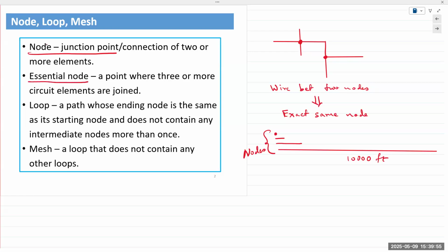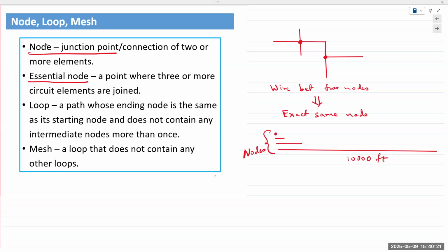It's a subset of a node. If there are 3 or more components connected to a node, we refer to it as an essential node. It's a technical definition, but it doesn't affect our understanding of circuit analysis in any way. I've rarely ever heard or read anybody refer to something as an essential node.